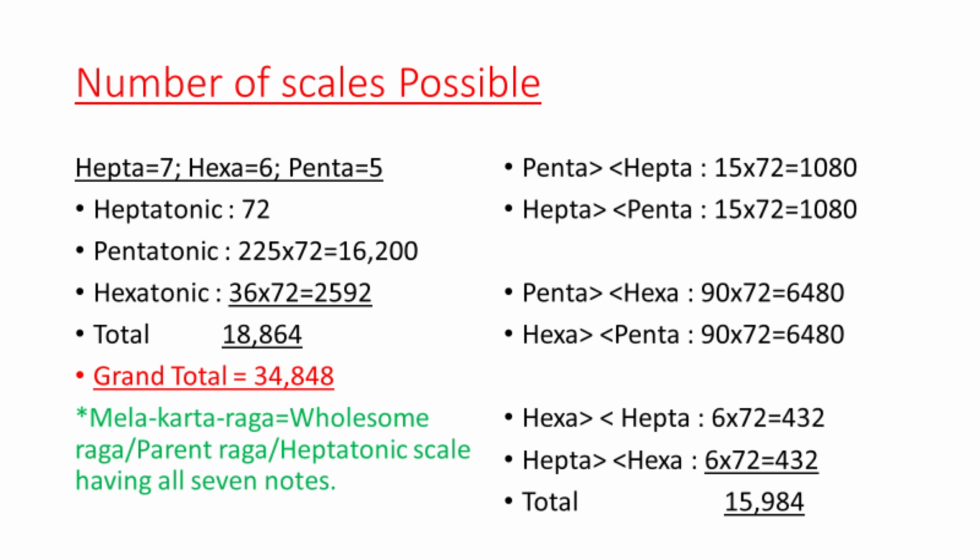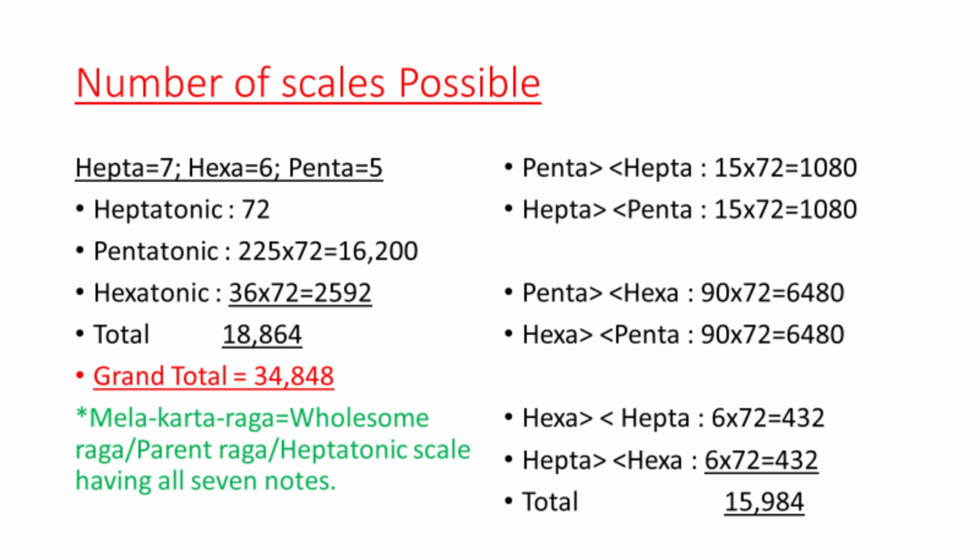Similarly, there can be a 6 note scale in ascending and a 7 note scale in descending, that is hexatonic in ascending and heptatonic in descending, the reverse of what we already said. This also can give you 6 varieties, and the 72 wholesome scales will give you another 432 distinct scales. If we use the same principle for heptatonic and pentatonic combinations, the heptatonic pentatonic combination will give you 15 varieties, and the pentatonic heptatonic combination will give you another 15. So for 72 scales, we will get 1080 plus another 1080 for both varieties.